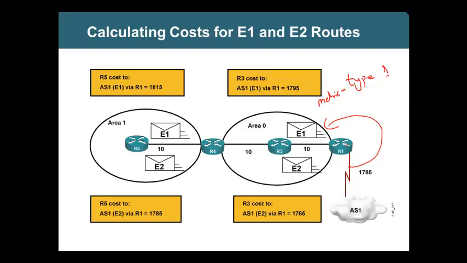Let's see this one first. So, good question, Sam. The question is, what is the reason to have E1? Why do we need E1? See, the default is E2. The reason why the default is E2 is mostly we will not be willing to calculate the path cost for the external network. The reason is they're external. They are going out.